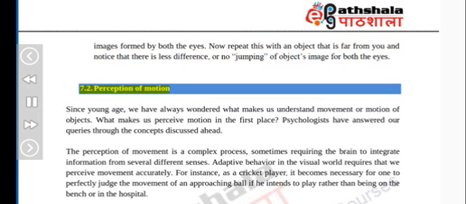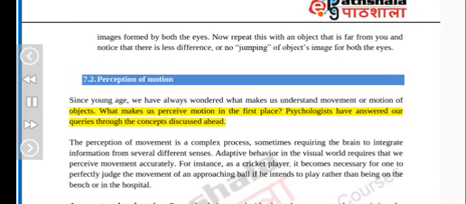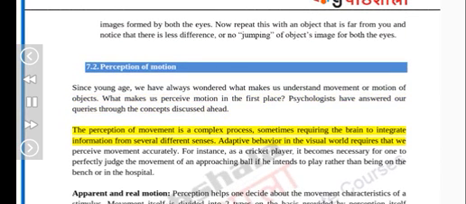7.2. Perception of motion. Since young age, we have always wondered what makes us understand movement or motion of objects. What makes us perceive motion in the first place? Psychologists have answered our queries through the concepts discussed ahead. The perception of movement is a complex process, sometimes requiring the brain to integrate information from several different senses.